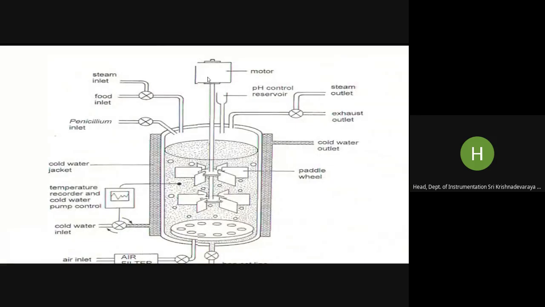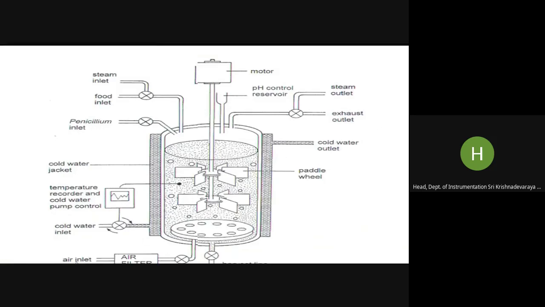So this is exactly what happens in the most important chemical reactor, in this case a fermenter. You will see you have a paddle wheel here, which are nothing but stirrers, and you have the steam inlet from the top and the food inlet, whatever is coming in here. You have a penicillium inlet here. You have a cold water jacket all around the fermenter. This is a cross-sectional view, and you have a temperature recorder, the cold water inlet coming in, and then the cold water outlet after getting circulated.